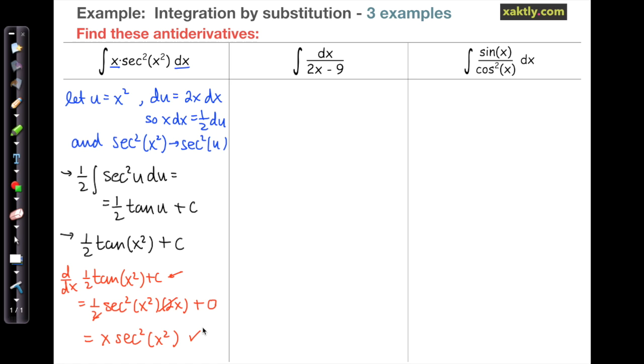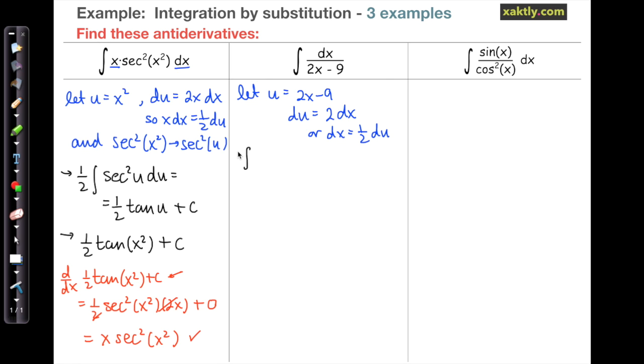On to our second integral. Now this is a pattern that comes up sometimes, and because we don't have any x squareds in the denominator, we just let u equal the whole denominator. Then du is just going to be 2 dx, and then dx is just 1/2 du.